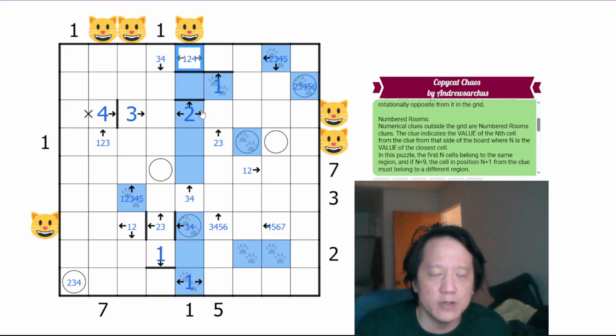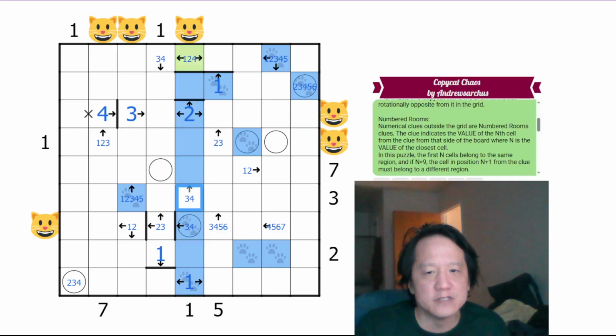This has to have a value of 1 for the copycat cell. And we already have a 1 in the column, so this must be the copycat cell. We'll make it green. So this has a value of 1, which means this cannot be a copycat cell. None of these can be copycat cells. Neither can these.